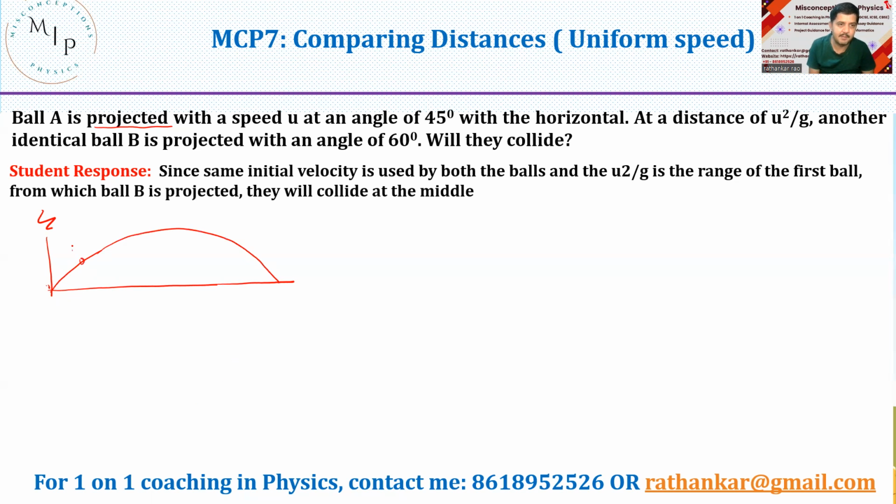This is ball A. Now it has been projected with an angle of 45 degrees, so this is my initial velocity, making an angle of 45 degrees. At a distance of u square by g, at a distance of u square by g, where is the distance of u square by g? Somewhere here. What is u square by g? I do not know what that value is.